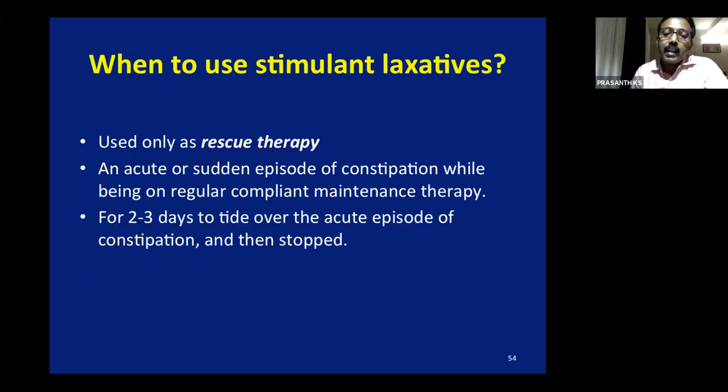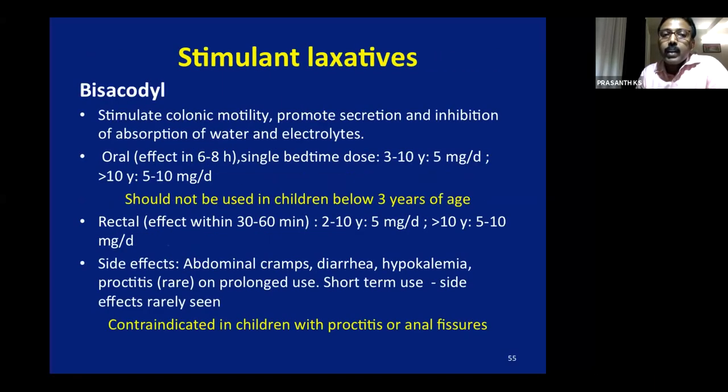Then there is another category of laxatives, the stimulant laxatives. What is their role in the management of functional constipation? They are used only as rescue therapy, not on a long-term basis. By rescue therapy, we mean a child who is regularly compliant on maintenance therapy develops an acute or sudden episode of constipation. In such cases, for 2 to 3 days to tide over the acute episode, we can use a stimulant laxative, and then it has to be stopped.